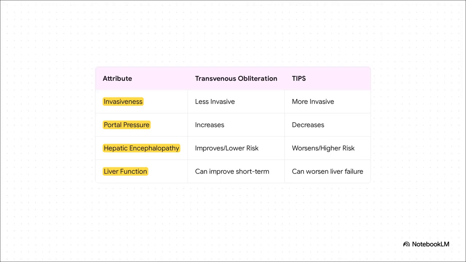Now check this out. This table really lays out the fundamental difference between these two approaches. I mean, just look at the rows. A TIPS procedure is more invasive, and its whole goal is to decrease portal pressure, but that can make hepatic encephalopathy worse. Transvenous obliteration, on the other hand, does the complete opposite. It's less invasive, it actually increases portal pressure, and by redirecting blood back through the liver, it can actually improve encephalopathy and even short-term liver function. They are two totally different ways of thinking about the problem.